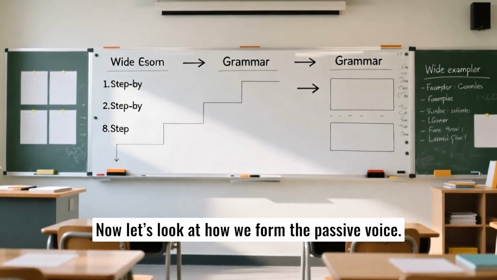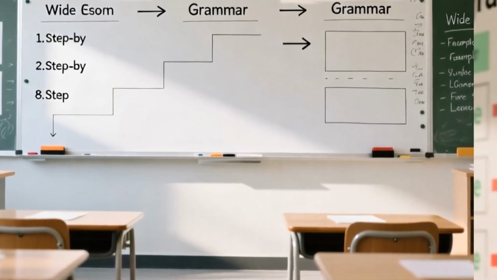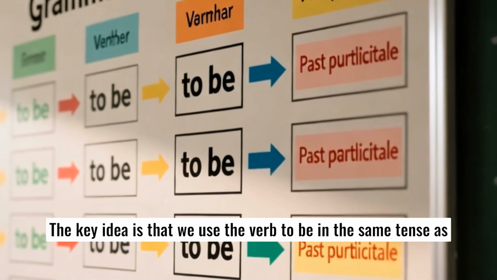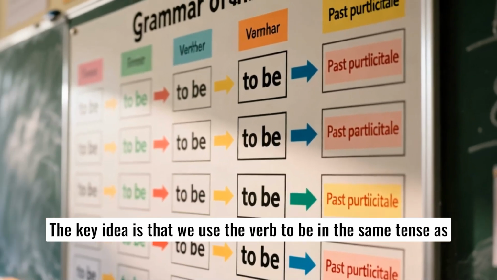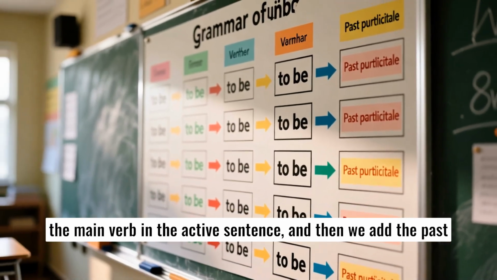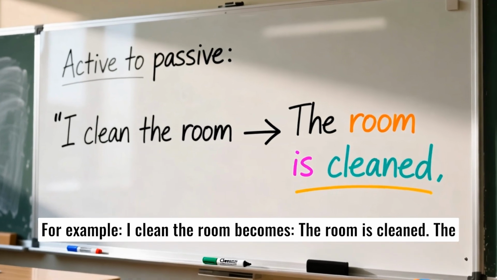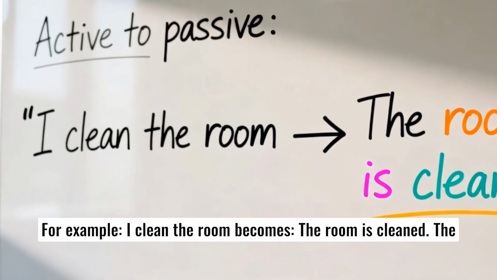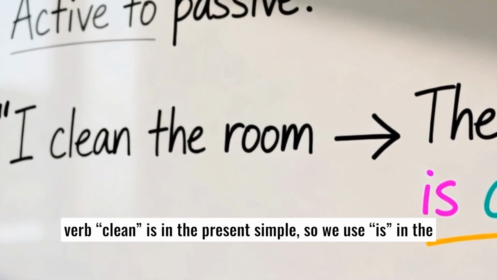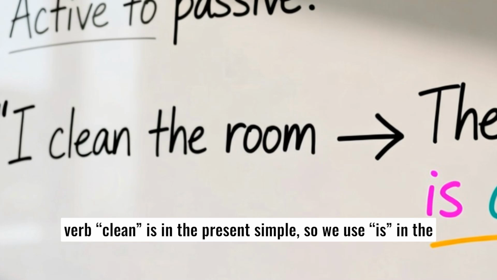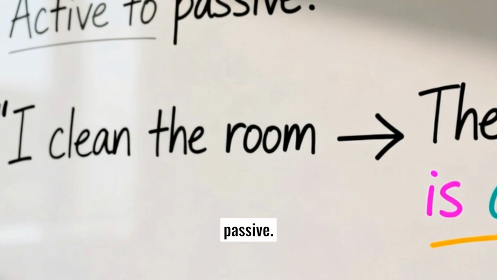Now let's look at how we form the passive voice. The key idea is that we use the verb to be in the same tense as the main verb in the active sentence, and then we add the past participle of the main verb. For example, I clean the room becomes the room is cleaned. The verb clean is in the present simple, so we use is in the passive.